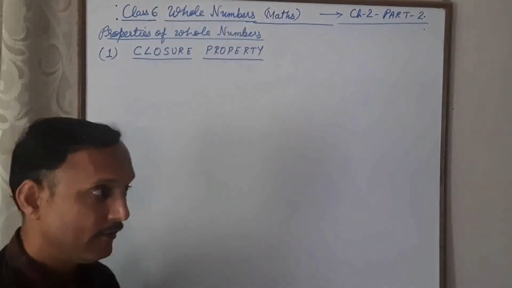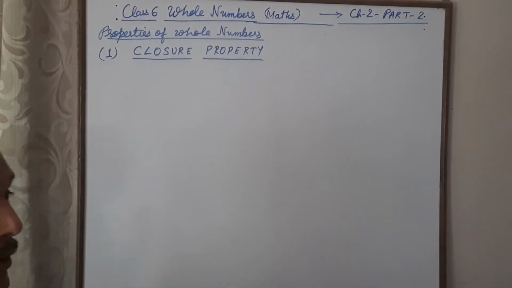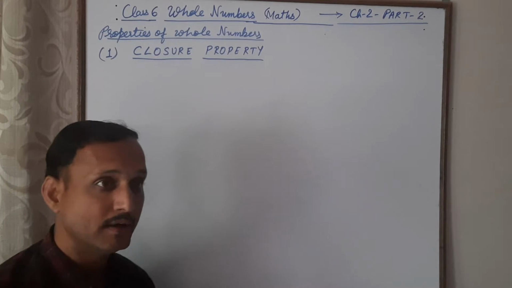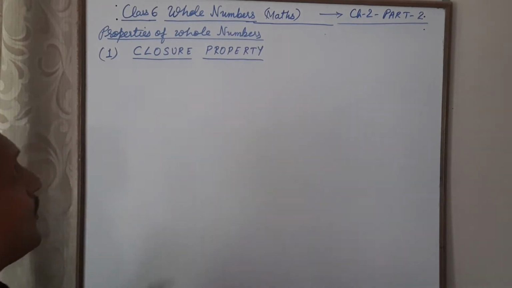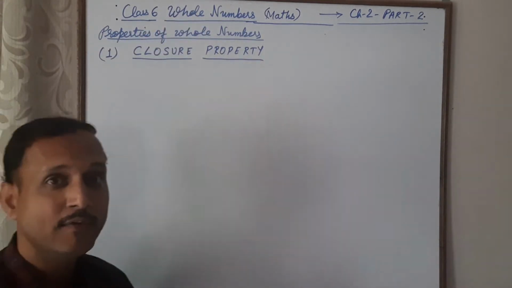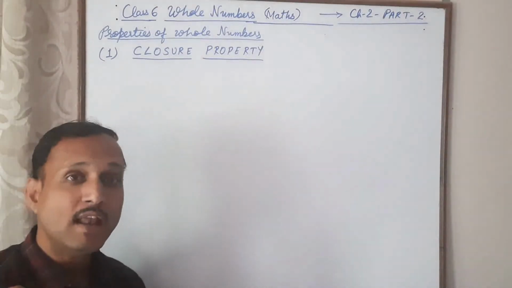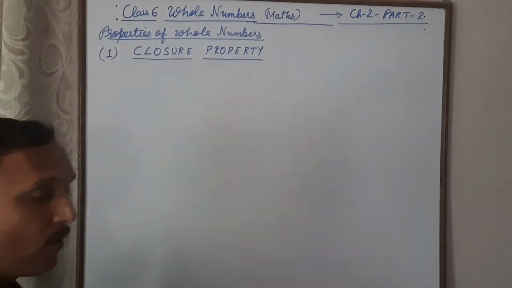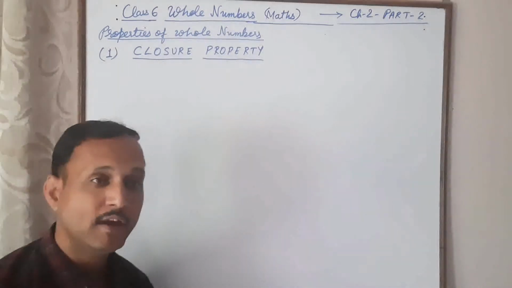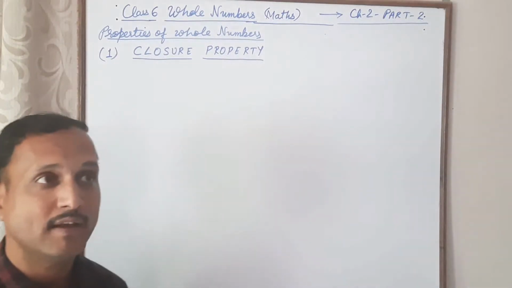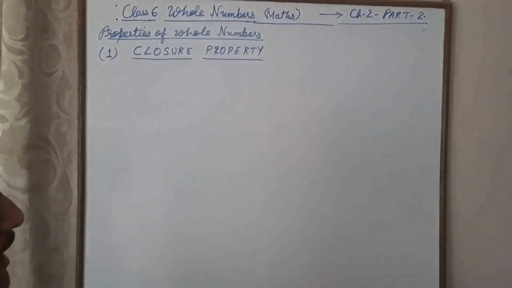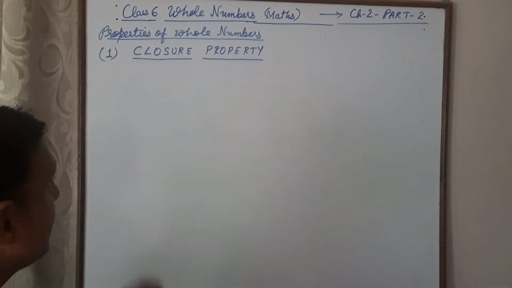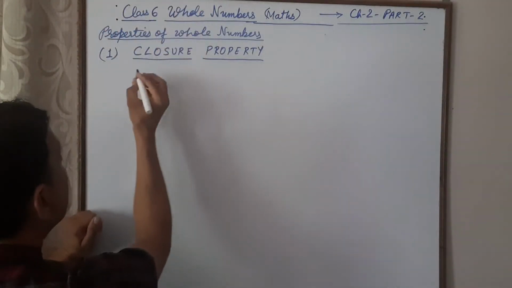So let's begin. What do you mean by closure property? As you know, we are dealing with whole numbers, so we will apply this property in whole numbers only. And we know whole numbers start from 0: 0, 1, 2, 3, 4, 5, 6, 7, 8, 9. So let's apply. What is closure property? First property. For any two whole numbers.